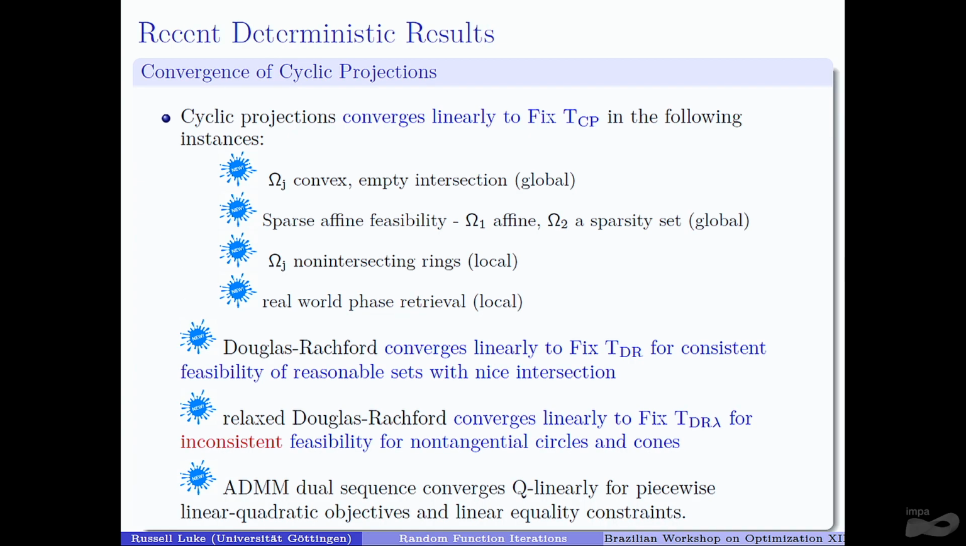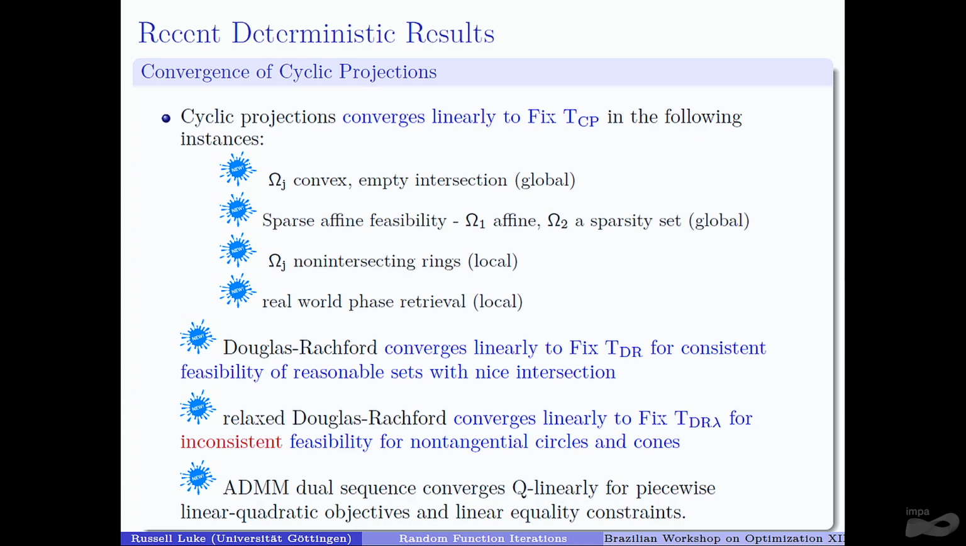So using these tools, these are some of the results that we've been churning out. They're not all new, but some of them are 6 years old or something, but they were first. So we could show that for inconsistent feasibility, if the sets are convex with empty intersection, you get global convergence. For sparse affine feasibility, where one of the sets is affine and the other is a sparsity set, under appropriate assumptions, you can get global convergence of cyclic projections.